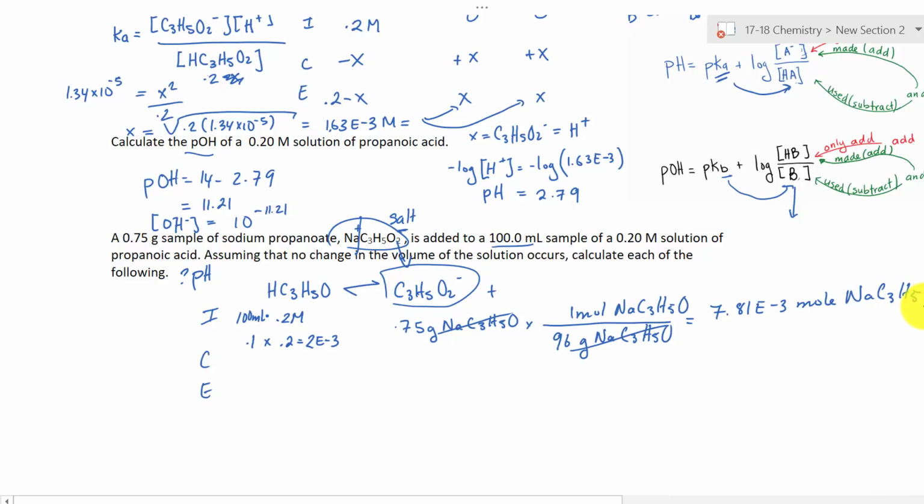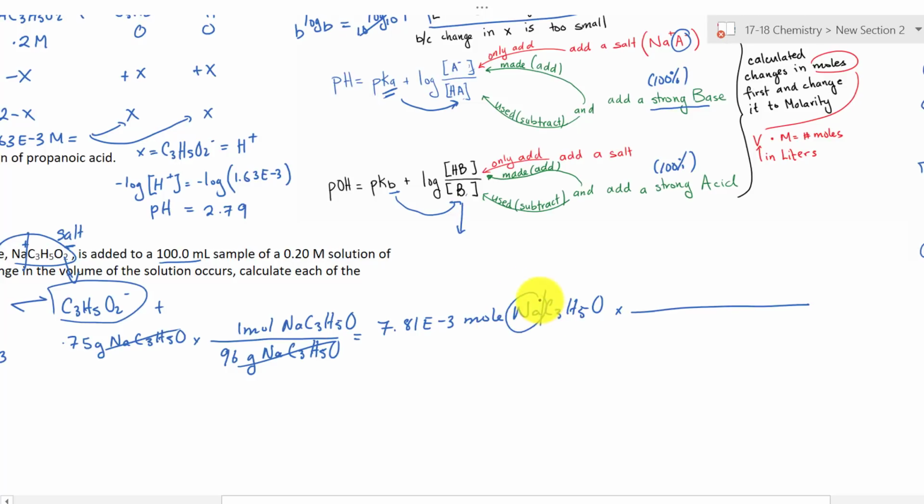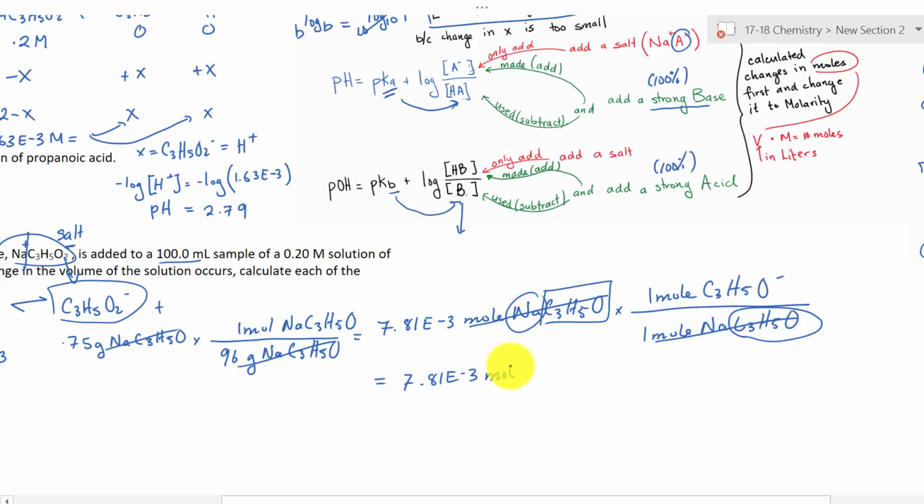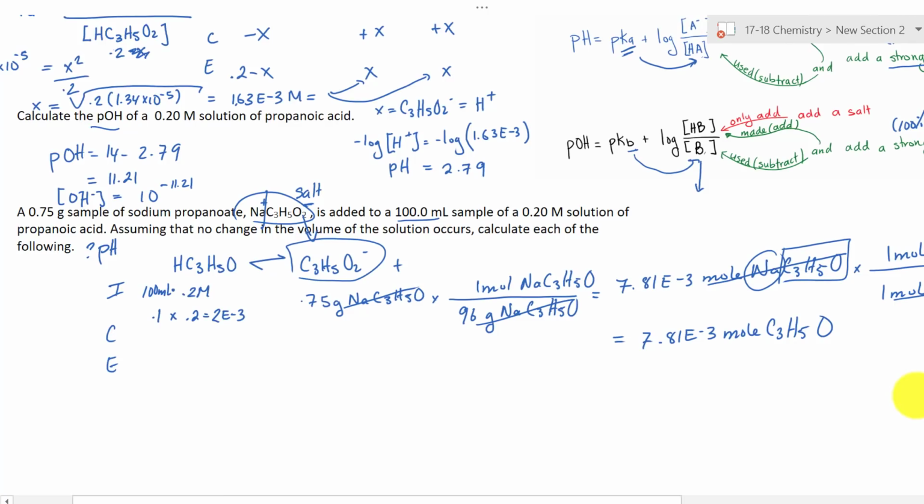So what can we do? In this case, if we look at this right here, think of this as a polyatomic ion, okay? So we have 1 mole of that compound. And in that 1 mole of this compound, how many moles of this do we have? Of course, it's 1. And that's why this cancels out and gives us 7.81e-3 moles of C3H5O. And that's how you take this salt and convert it to the moles of the conjugate base in the solution.